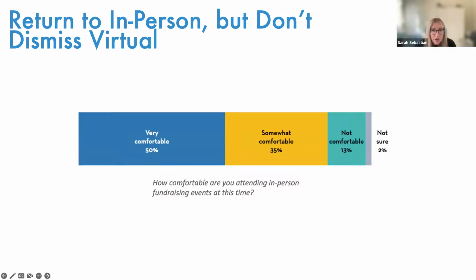Taking a deeper look at comfort levels with returning to in-person events. 50% of donors of all ages are comfortable returning. 35% said they were somewhat comfortable, and that leaves 13% saying they're not comfortable returning, and 2% weren't really sure how to feel about things. So we've got 50% of donors who are somewhat comfortable, not comfortable, or unsure about returning to those in-person events. That's half of those donors. So it's important to keep the virtual options on your calendar somewhere.